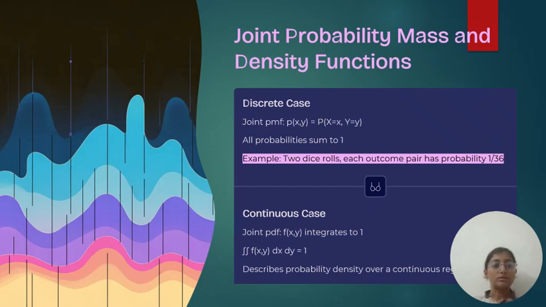Joint probability density function. The joint PDF describes the probability density at each point for continuous random variables X and Y. Unlike the PMF, the joint PDF values can be greater than 1, but probabilities for actual regions are found by integrating the PDF over those regions.